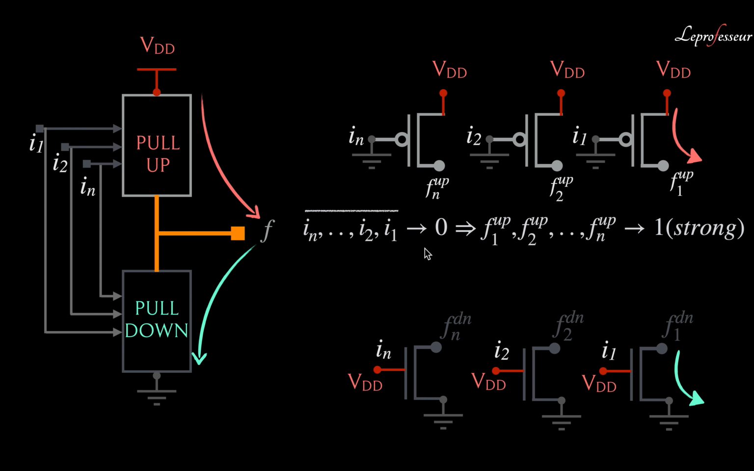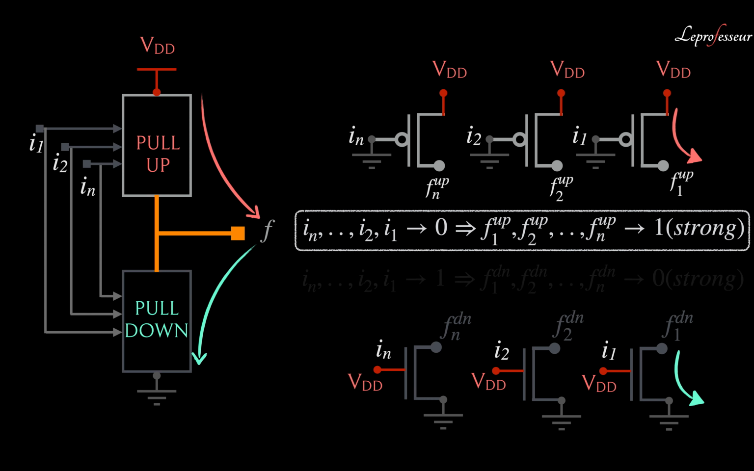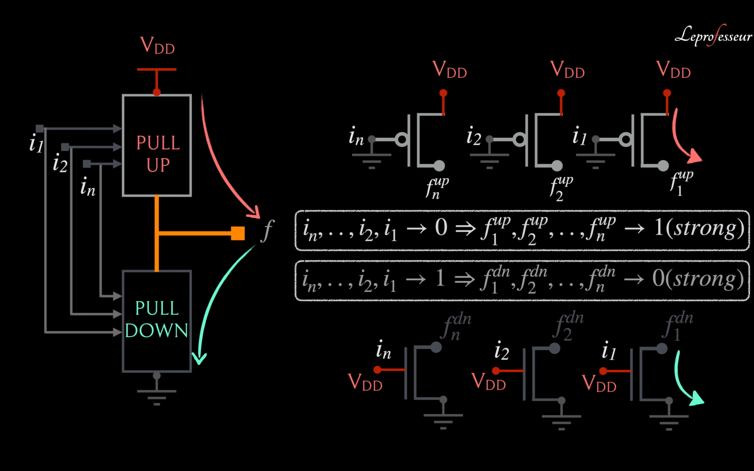Similarly, if the inputs tend to 1, then the output tends to 0, a stronger 0, and we could call it the pull-down network. Output tends to 0. So two important concepts we formalized here. Pull-up network, we could use PMOS for producing a stronger 1. Pull-down network, we could use NMOS for producing a stronger 0.